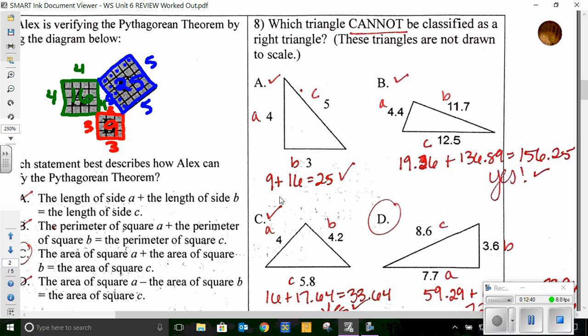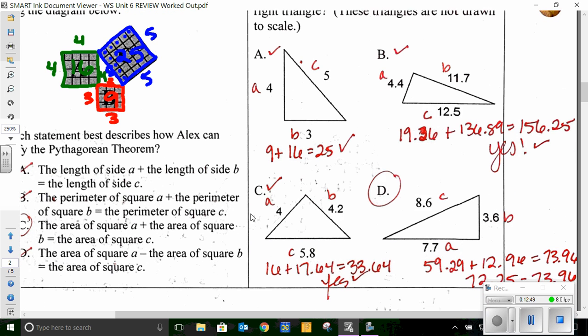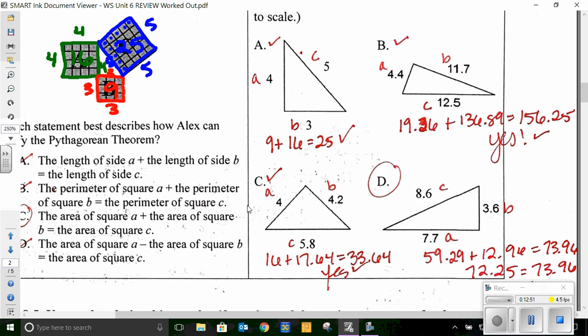Number 8, we're asking which cannot be classified as a right triangle. So we're looking for the one that is not. And these triangles are not drawn to scale. Remember that we talked about that too, that in geometry they don't necessarily draw things to scale. So although they might look like a right triangle, they may or may not be a right triangle. For example, A looks like a right triangle to me, and it is a right triangle. When I do the math, again, it's a 3, 4, 5 triangle. When I do the math, it works.